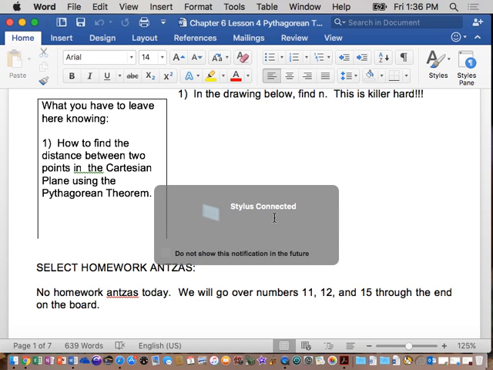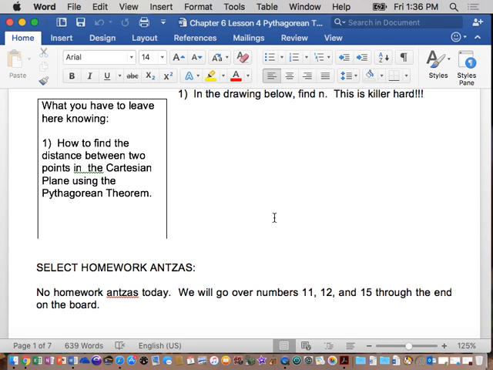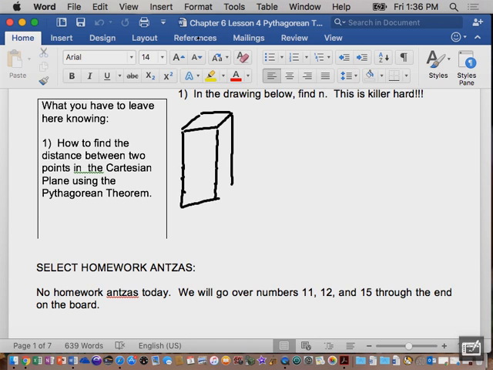So, all right, the first thing I need is Candace's paper so I can draw the question. Okay, this is N, 12, 4, 3.